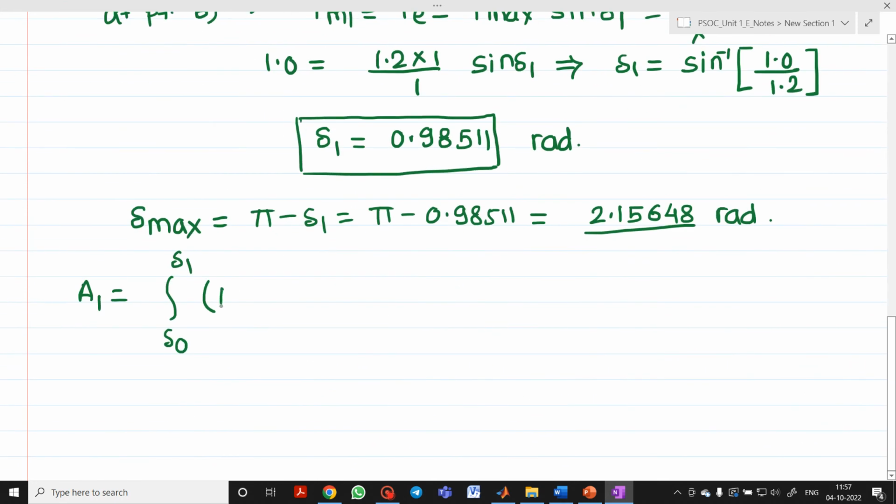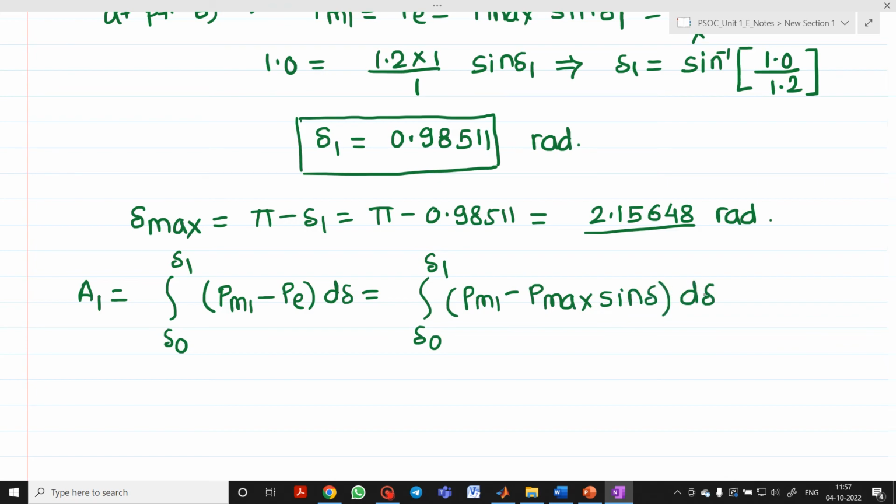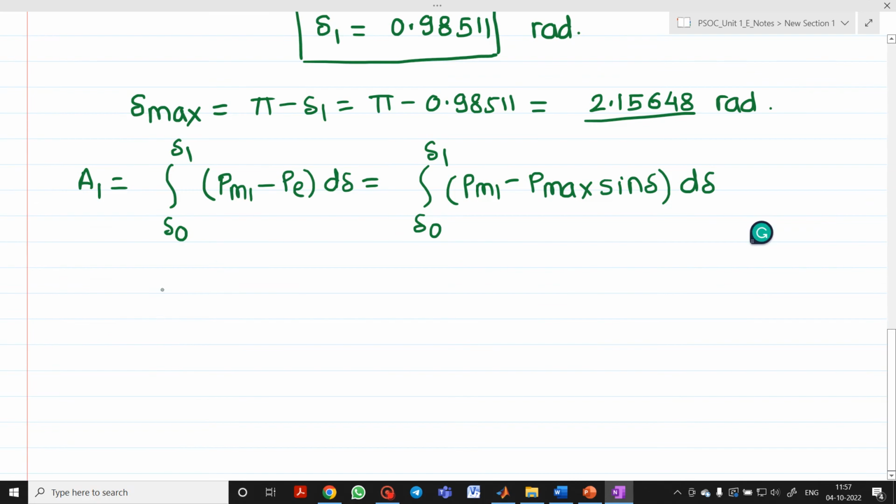It will be PM1 minus PE d delta. So if I substitute here delta 0 to delta 1, PM1 as it is, PE will be equal to P max into sine delta d delta. So I will now solve this equation. PM1 into bracket, upper limit is delta 1 minus lower limit delta 0, minus P max.